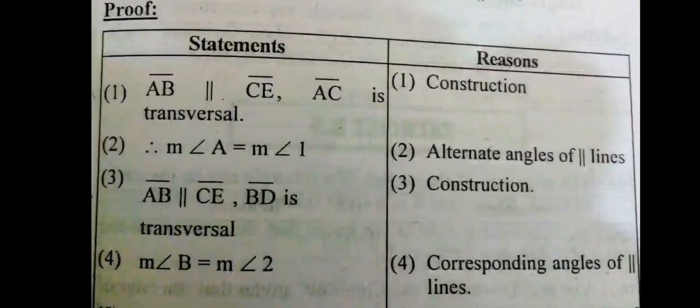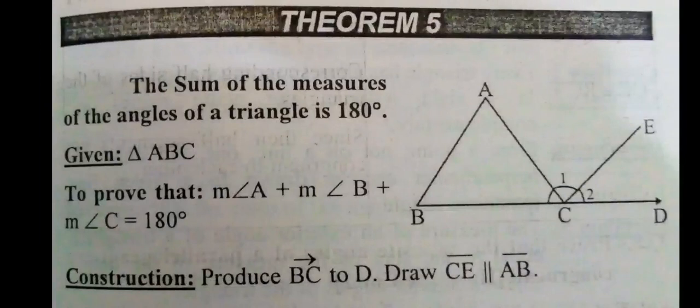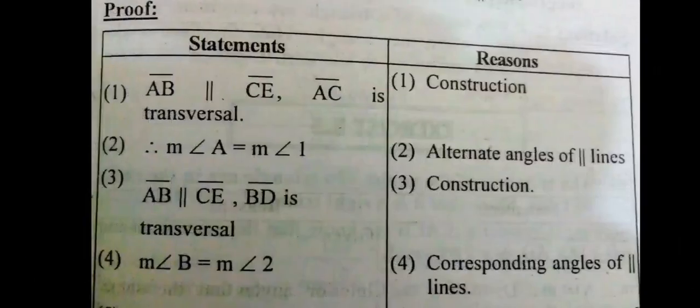Now move towards the proof section, in which we have 2 columns, statement and reasons. First statement: the bar which is drawn over AB is called a line. We read it as line AB is parallel to CE. Again, see the diagram. Yes, it is parallel to AB. Line AB is parallel to CE, and they have put a comma after that.